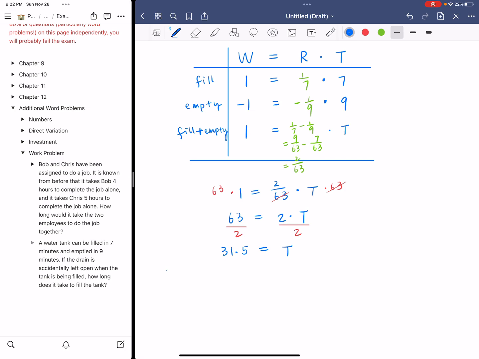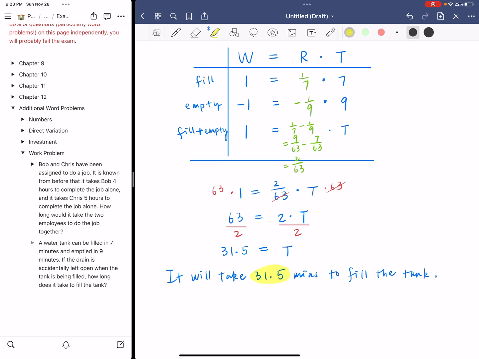So you could answer that it will take 31.5 minutes to fill the tank, which makes sense because you are draining the tank at the same time, so it should take longer to fill the tank. And then you could box that.